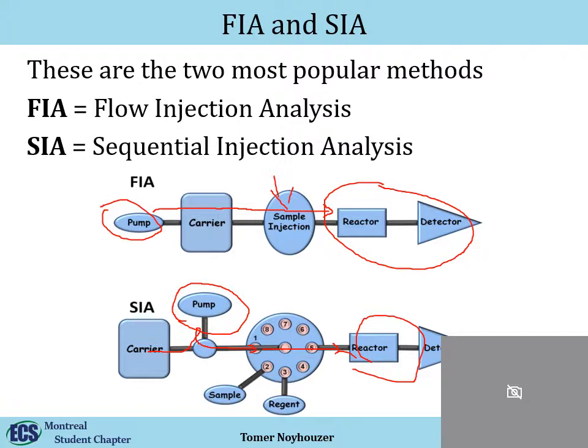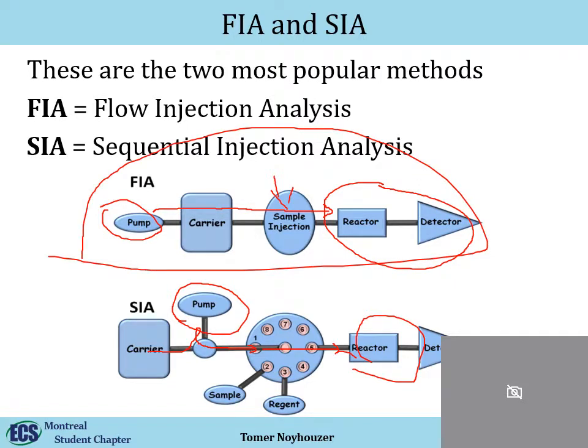I like SIA, sequential injection analysis, because it gives you much more flexibility and you can add many more reagents and samples and you can play with the system more. But if you have a very, very simple system, flow injection can also work, and I'll show you some of my work where I'm using flow injection analysis because I didn't need a complex system.